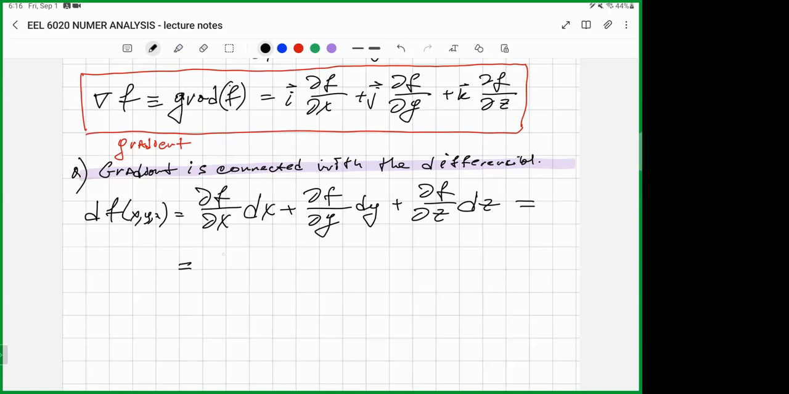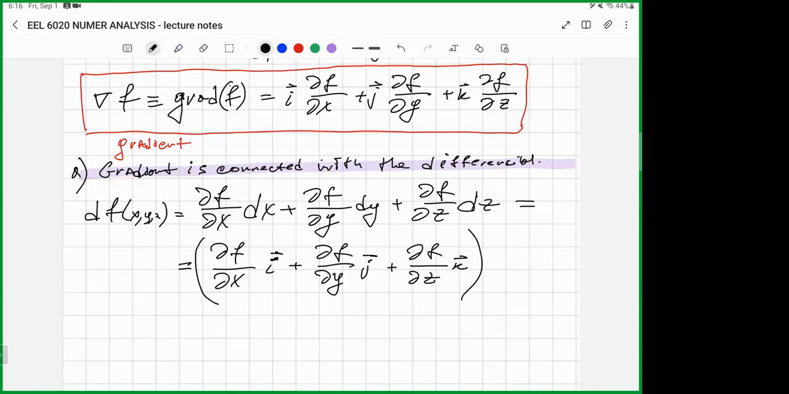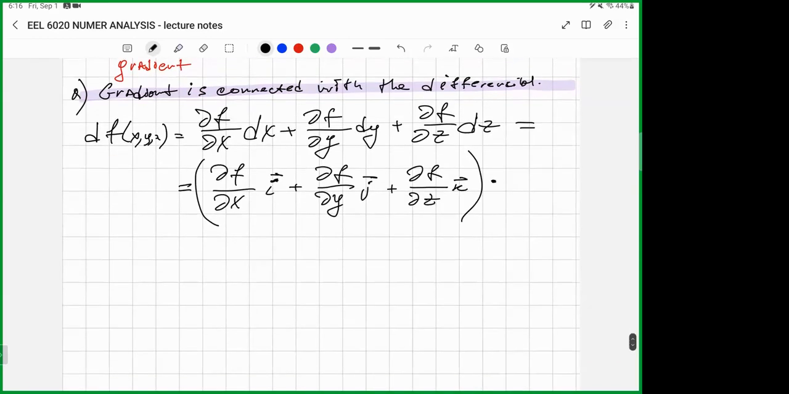And I noticed that this expression can actually be written as a product of two vectors. The first one is df over dx unit vector i plus df over dy unit vector j plus df over dz unit vector k, and this is the first vector, and I multiply this by i dx plus j dy plus k dz.